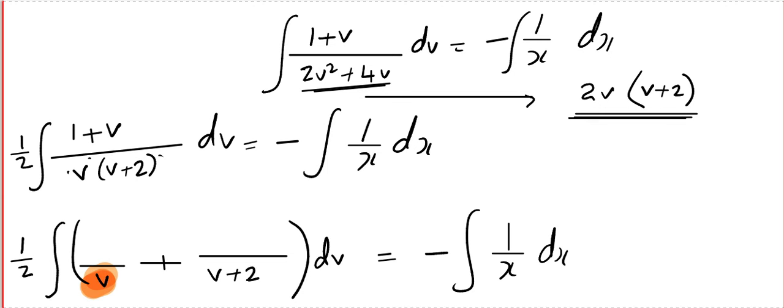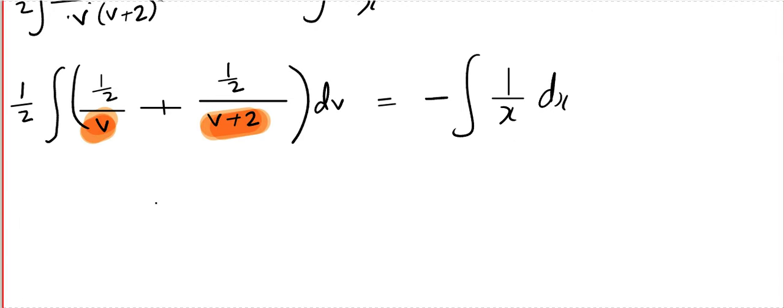Yeah. Anyway, let's continue. So tell me, when will v become 0? When v becomes 0, 1 plus 0 by 0 plus 2, 1 by 2. When will our v plus 2 become 0? When v is equal to minus 2. So 1 minus 2 by minus 2, that will be 1 by 2 again. Okay, that's it. Integration, 1 by 2 comes common, so 1 by 4.